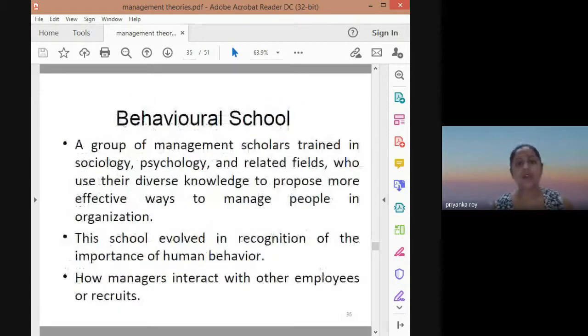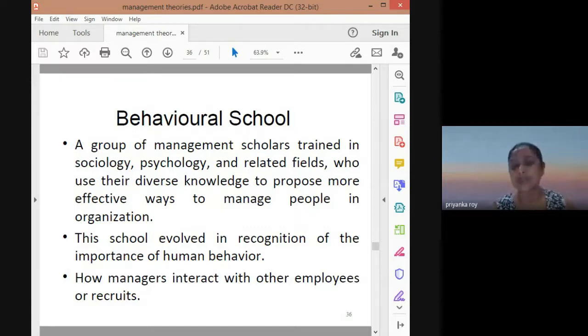Now we have a behavioral school, a group of management scholars trained in social, psychological and related fields, who use their diverse knowledge to propose more effective ways to manage people in organizations. The school recognized the importance of human behavior in these. So it is a more humanistic theory in a way.